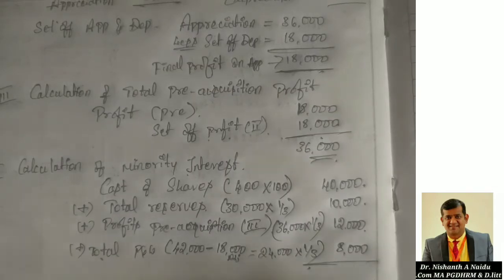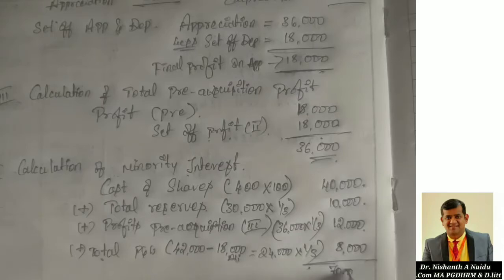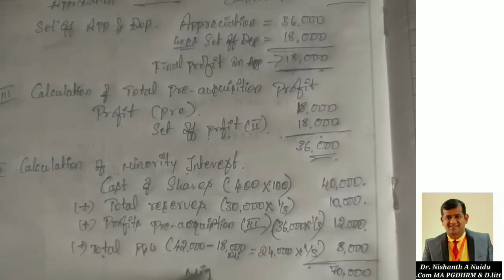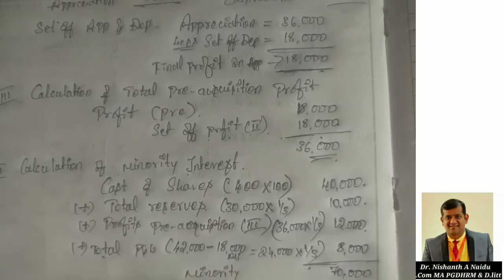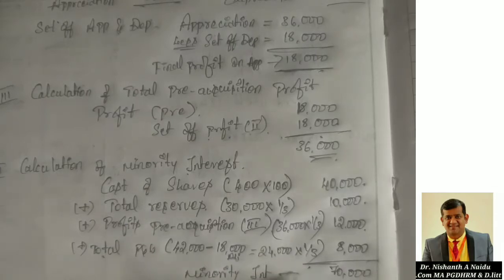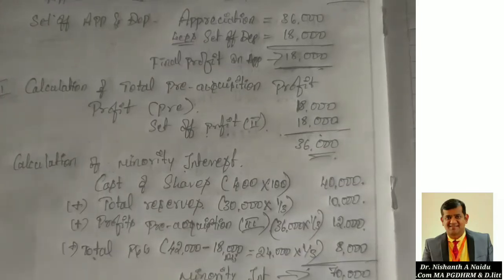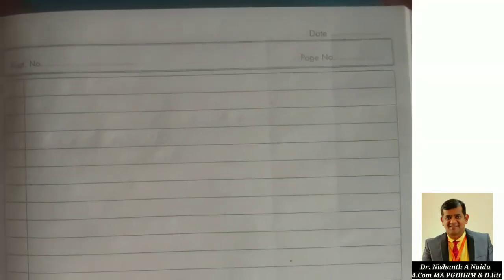So in total, 40,000 plus 10,000 plus 12,000 plus 8,000 is 70,000 rupees, which is the total minority interest. So the minority interest is 70,000 rupees. Okay. So next, we are going to the fifth step.